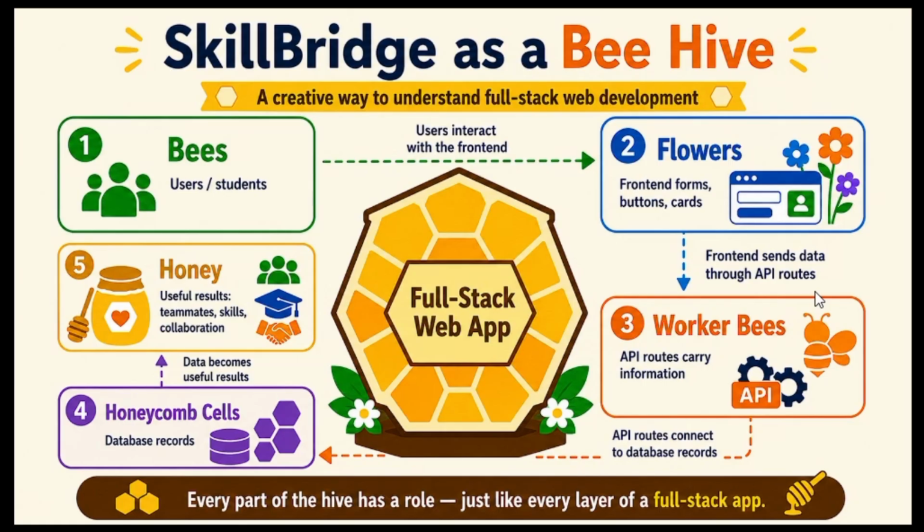So basically the very creative takeaway in this is that a full stack application is like a beehive. It works best when every layer has a very clear role and when all the layers communicate properly.